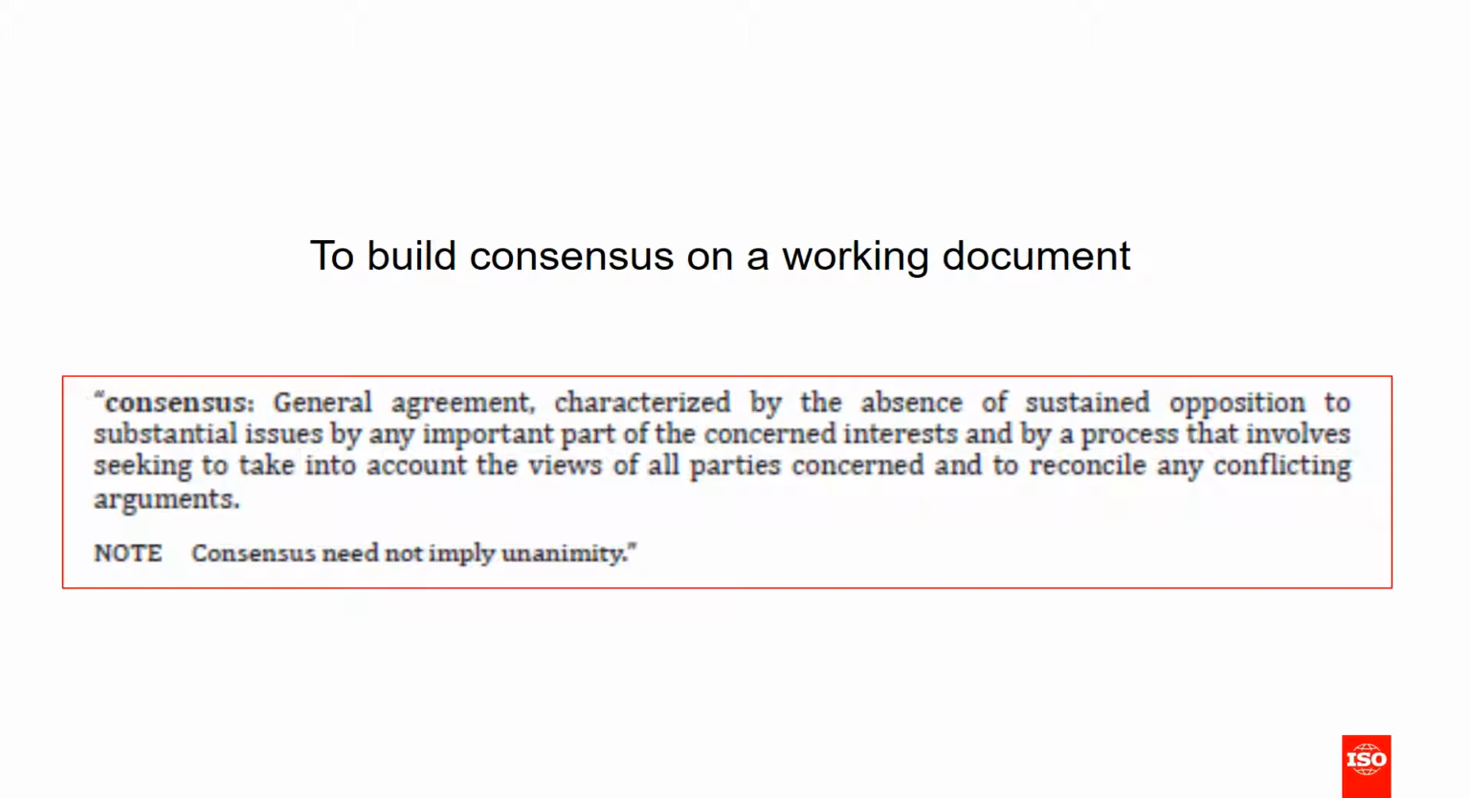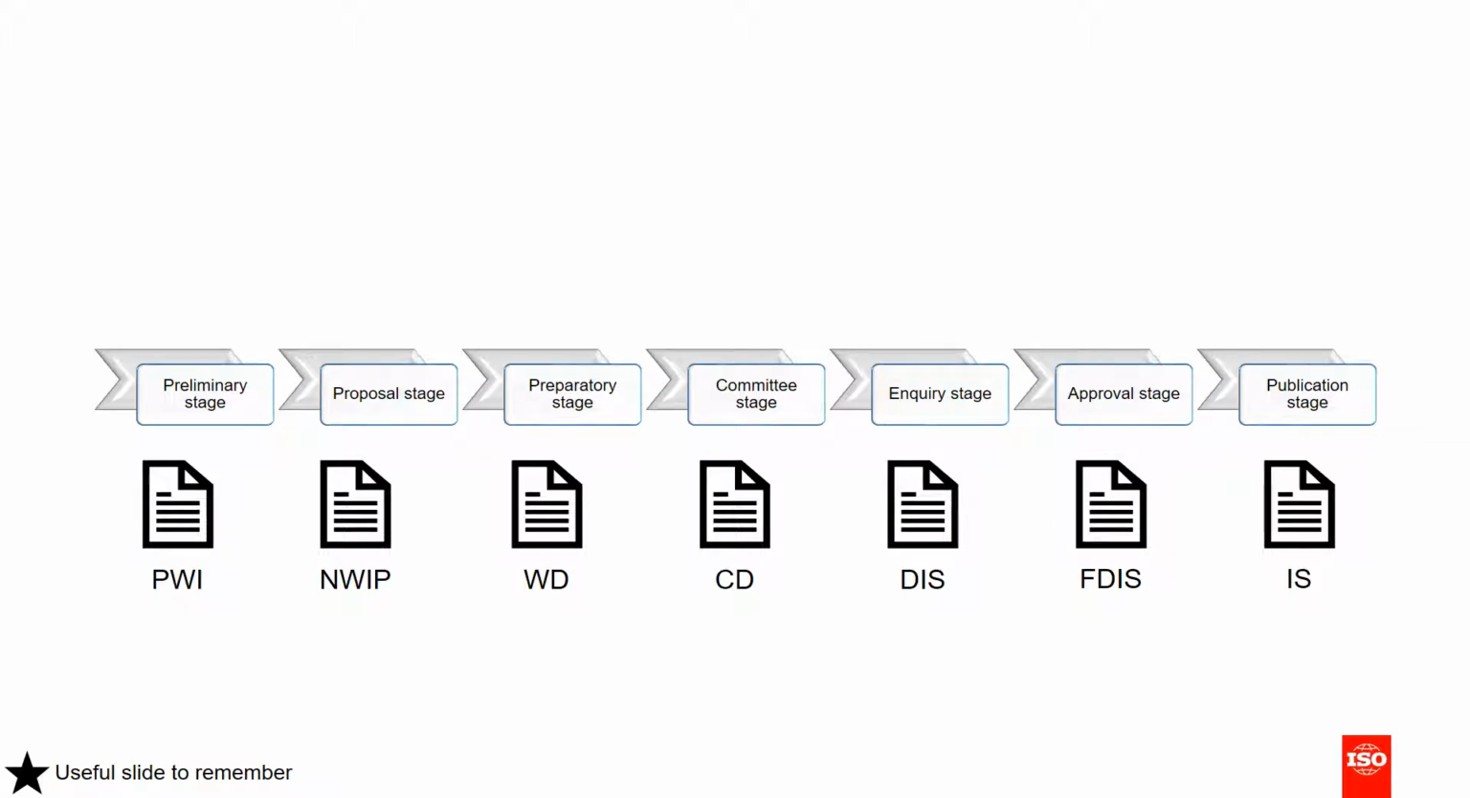To recap from the development stages that we introduced in the previous unit, remember that a project starts at the preliminary stage with a preliminary work item and ends in the publication of an international standard. Consensus is built throughout the process when the draft is submitted for approval to different levels of membership, from experts in the working group through to all national bodies.